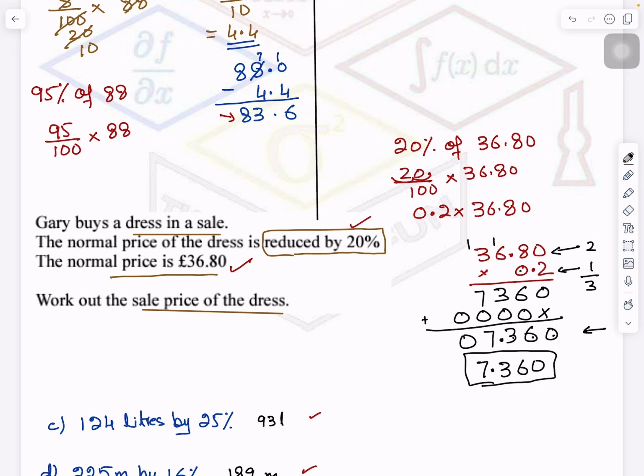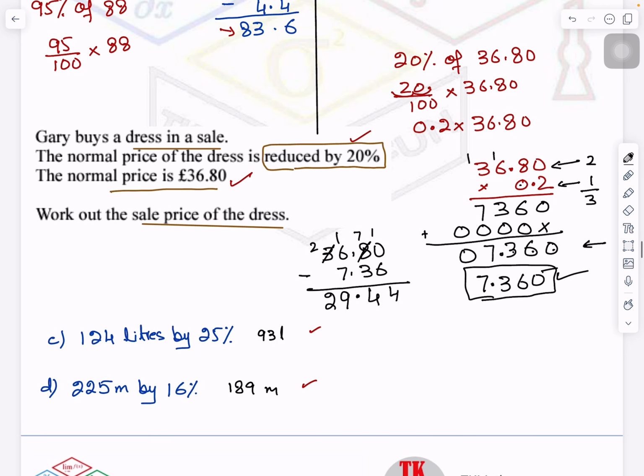What is this amount? Which you will not pay. So what will you pay then? From 36.80, you will subtract 7.36. Right? You can leave this 0. So what will it be? £29.44 you will pay for the dress. Make sense? So your discount is this much.